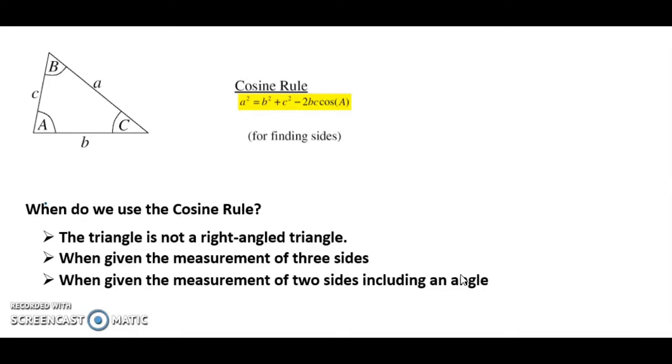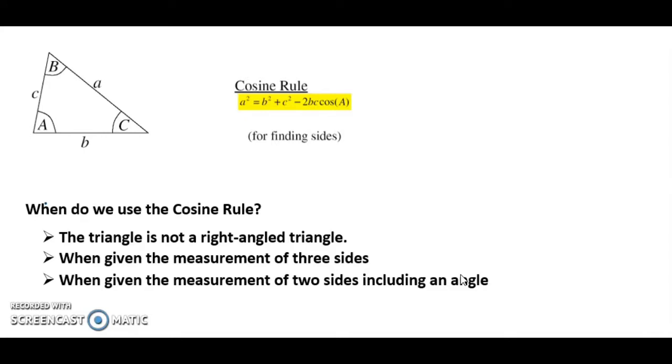As it relates to the cosine rule, we are looking at triangles that are not right-angled triangles, okay? So for the cosine rule, when given the measurement of 3 sides, we can use the cosine rule. We can also use it when we are given the measurement of 2 sides, including an angle between those 2 sides.